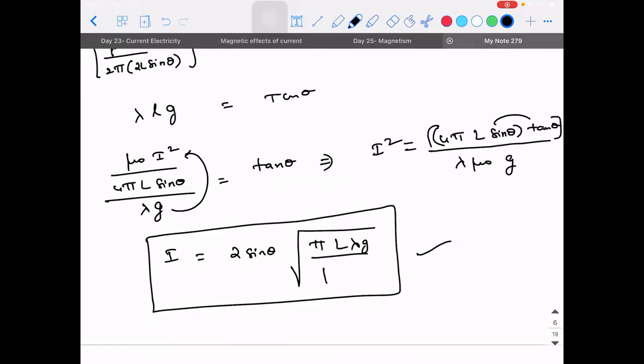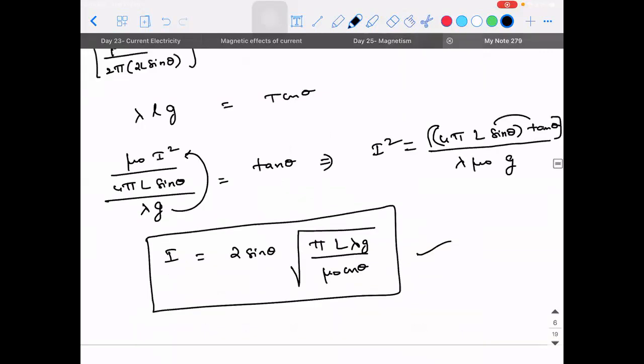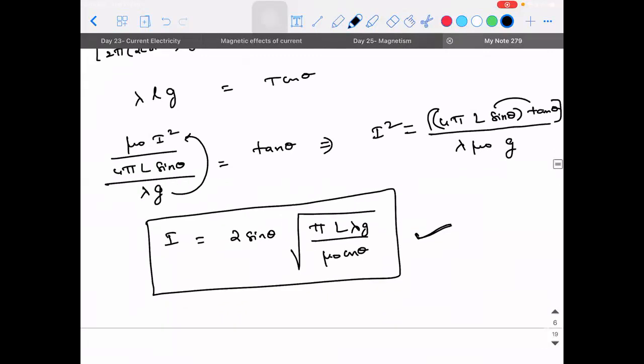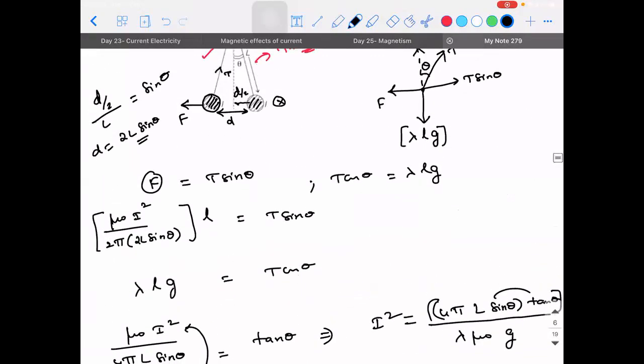So lambda into g by mu naught cos theta. Is there an option? Lambda gl divided, I think it is a. Yes, that's the answer. But did you understand the concept? Are you able to differentiate where you need to apply force per unit length and where to apply force? So remember, the thumb rule here is mu naught I1 I2 divided by 2 pi into distance of separation is only going to give you the force per unit length, but that value has to be multiplied with unit length to get the force experienced by the conductor.